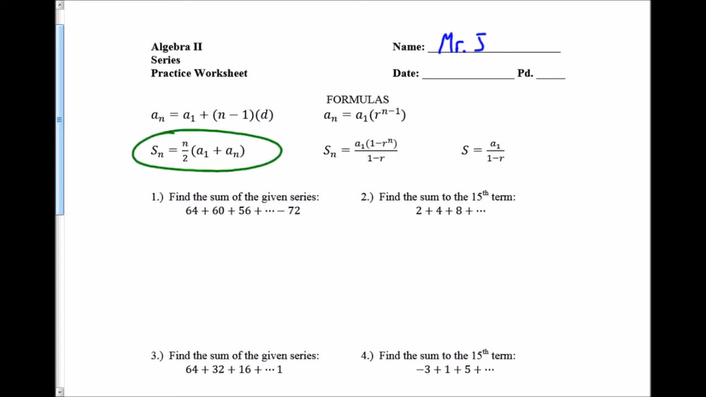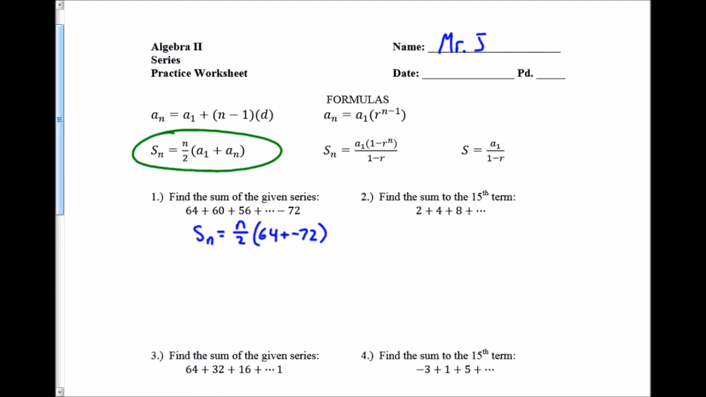This is the formula for the sum of an arithmetic series. So I do S sub n equals n over 2, and I don't know what n is. I don't know how many terms are written here. This ... means there could be 100 terms in between there. There could be 2 terms in between there. I don't know. Times a sub 1, which is the first term, that's the 64, plus a sub n, which is the last term essentially, which is the -72. And so what I need is that n value.